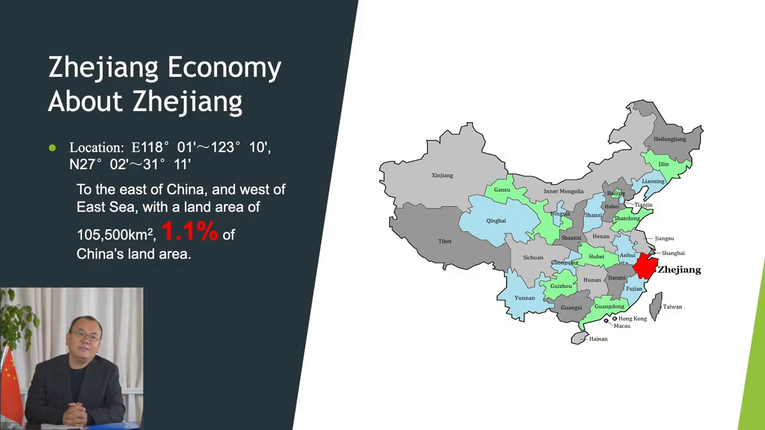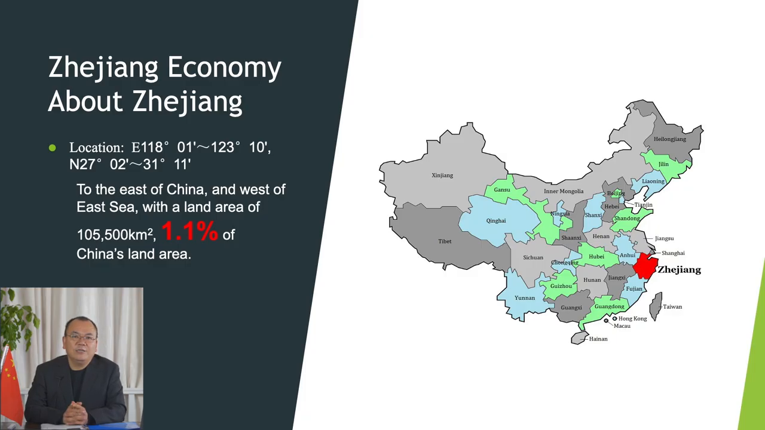So the first, let's see, Zhejiang. Where is Zhejiang located? From this picture, you can see Zhejiang province is located to the east of China mainland, near Shanghai, and to the west of the East Sea.